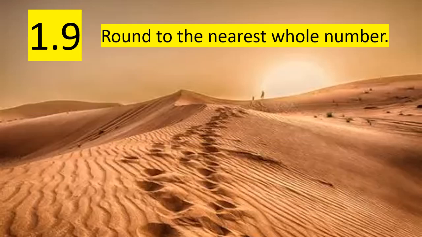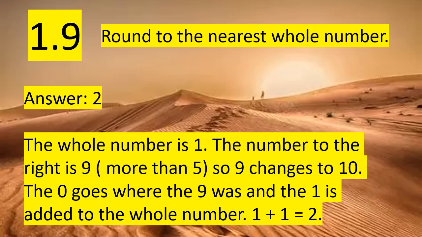Next one, 1.9. Round to the nearest whole number. And I'm going to go straight ahead to the answer now. And the answer is 2. The whole number is 1. The number to the right is 9, which is more than 5. So 9 changes to 10. The 0 goes where the 9 was. The 1 is added to the whole number. So 1 plus 1 equals 2. And that is our answer.